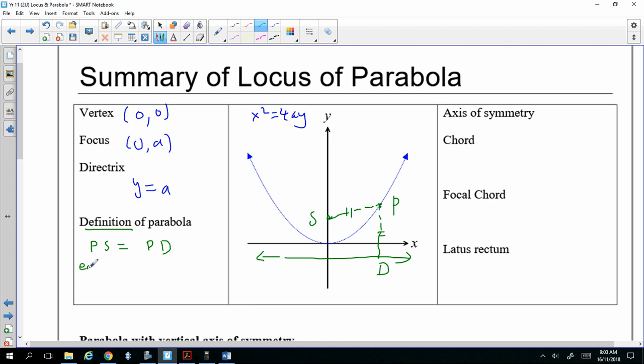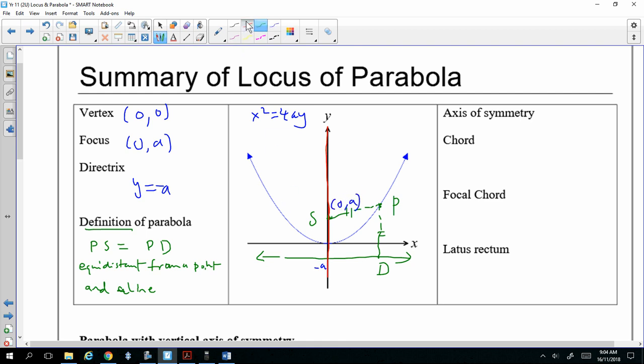And whenever you see equidistant from a point and a line, that will be a parabola. Okay. All right, and what we also have is the axis of symmetry, which I draw here. So the axis of symmetry is x is 0. Yeah, you're right. Okay, whoops. All right, negative a, 0, a. Yep, thank you. Okay, continue on. So the axis of symmetry is x equal to 0.